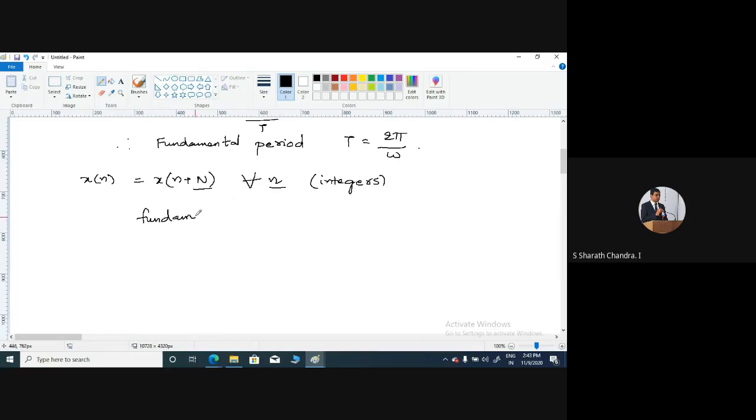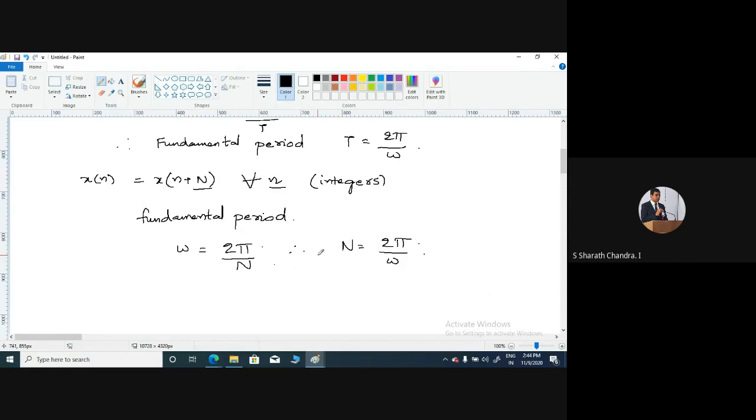Capital N or the capital T that we have seen above for continuous time signals, they are called the fundamental periods. The smallest value of capital T or capital N which satisfies these conditions is known as the fundamental period. And similarly, the angular frequency omega is given by 2 pi by N, and therefore the fundamental period can also be represented as 2 pi by omega.